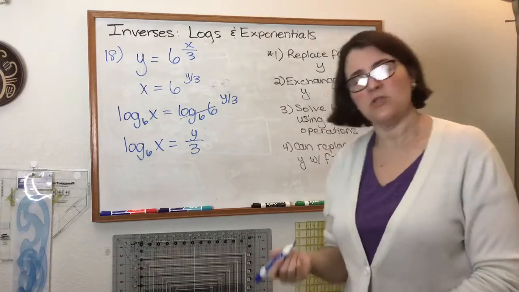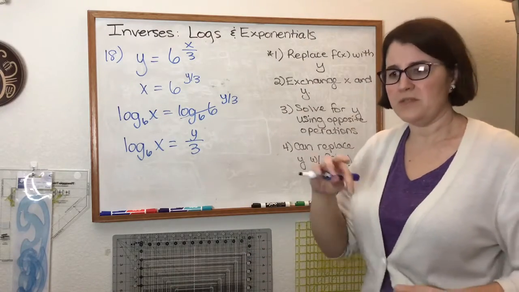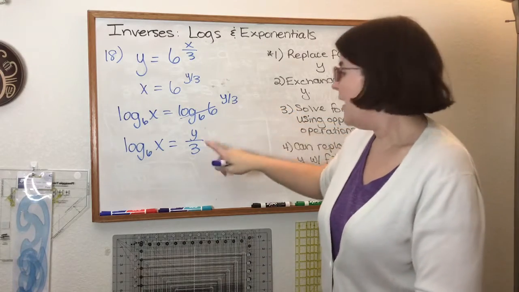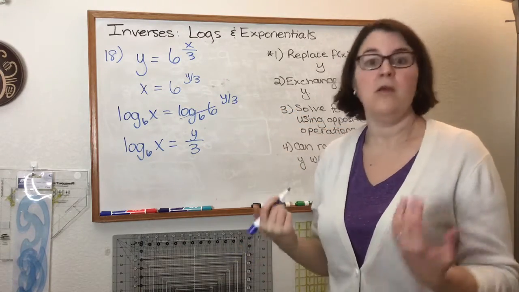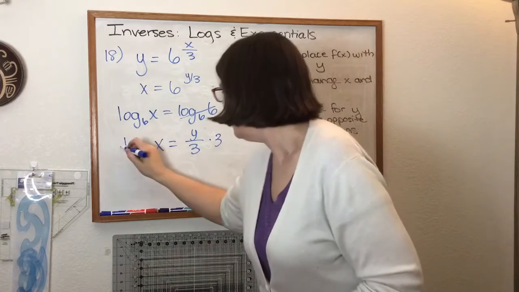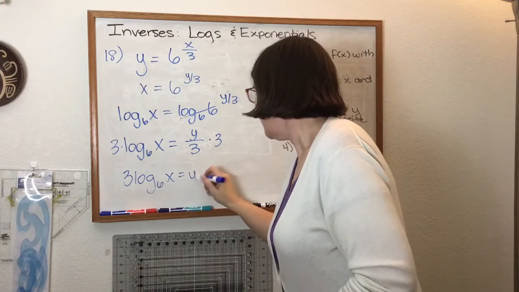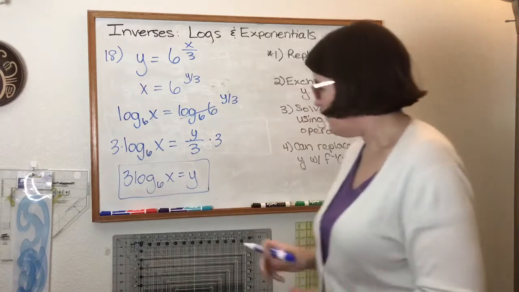And now it's actually sort of the opposite direction that the last one took, or opposite formula, but it's because this one is up here in the exponent and the last one wasn't. How do we get rid of divide by 3? We multiply both sides by 3. So I'm going to get 3 times log base 6 of x equals y. And that will be my inverse.